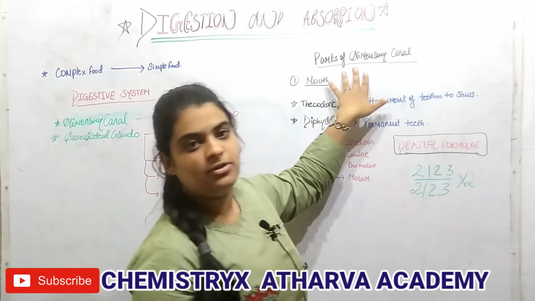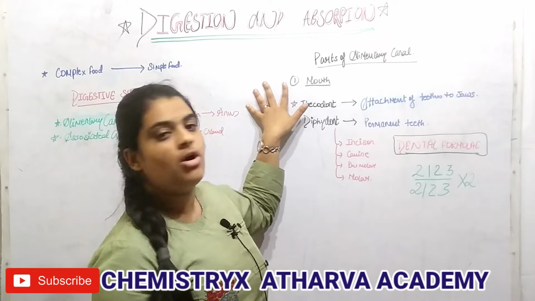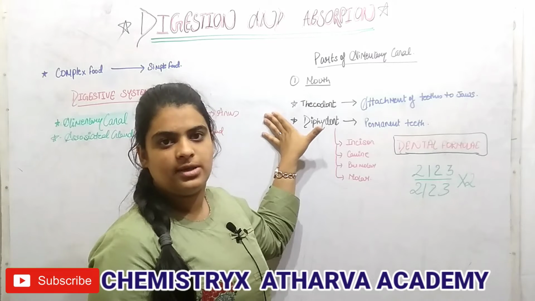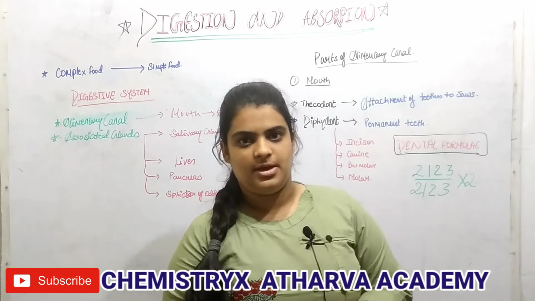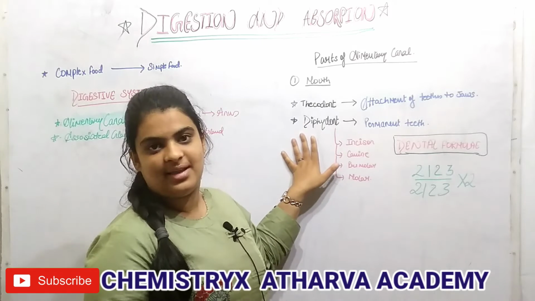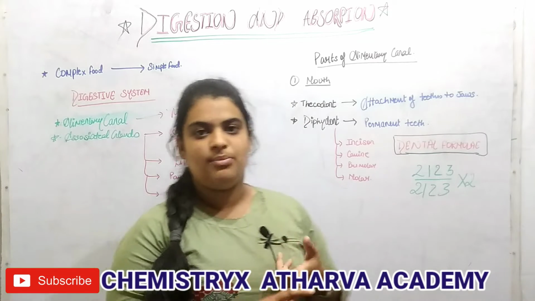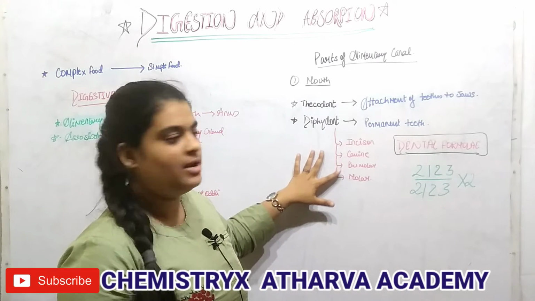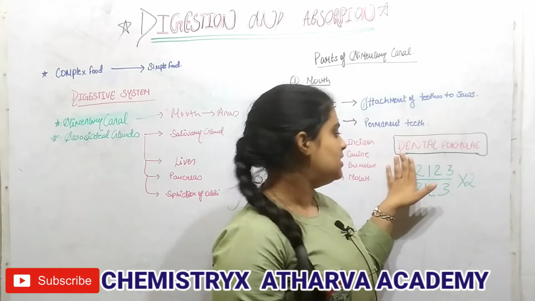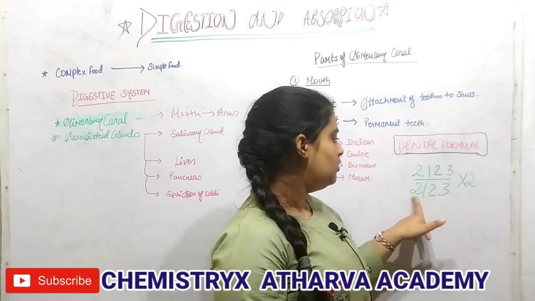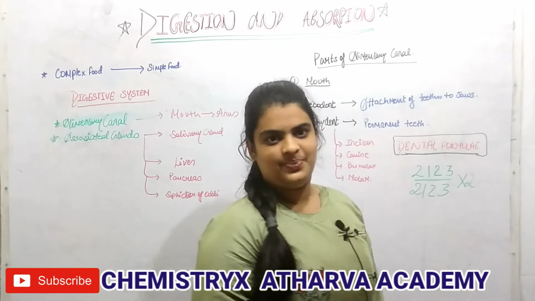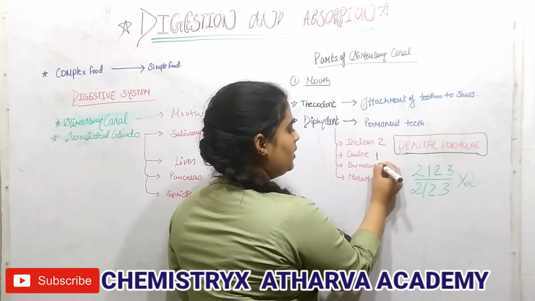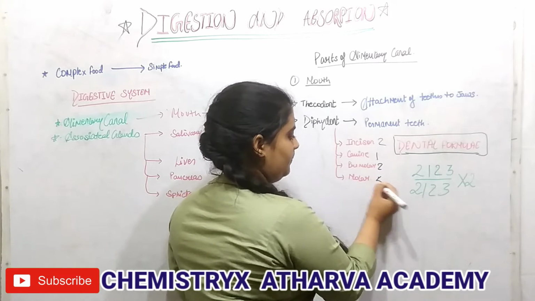Now we'll study about parts of the alimentary canal. So the first and foremost part is the mouth. Mouth contains thecodont, which is a jaw-like structure in which our teeth are embedded. And second is diphyodont, which consists of temporary teeth and permanent teeth. They are incisor, canine, premolar and molar. The dental formula is 2-1-2-3, 2-1-2-3 into 2. There are 2 incisors, 1 canine, 2 premolars and 3 molars.